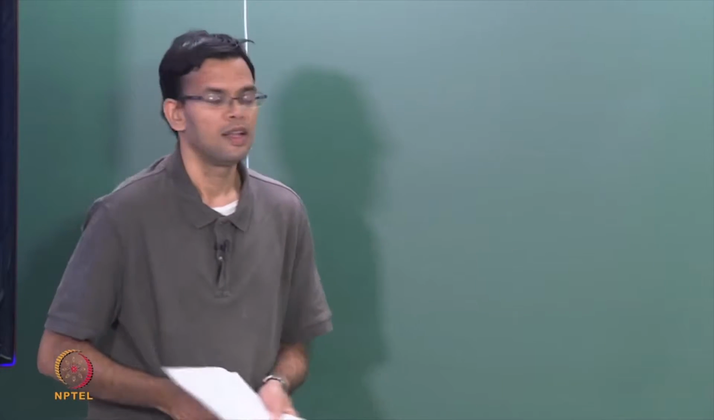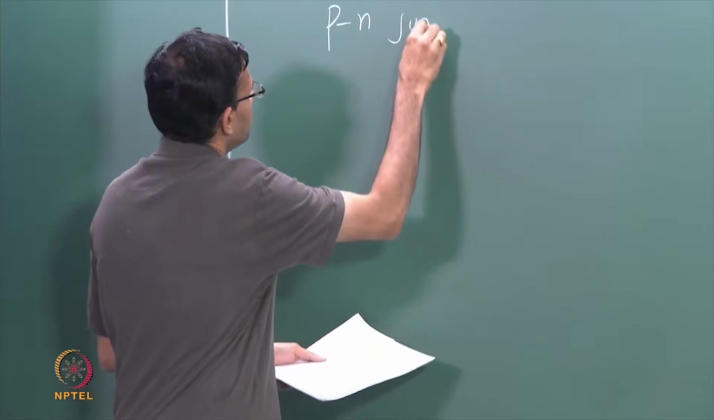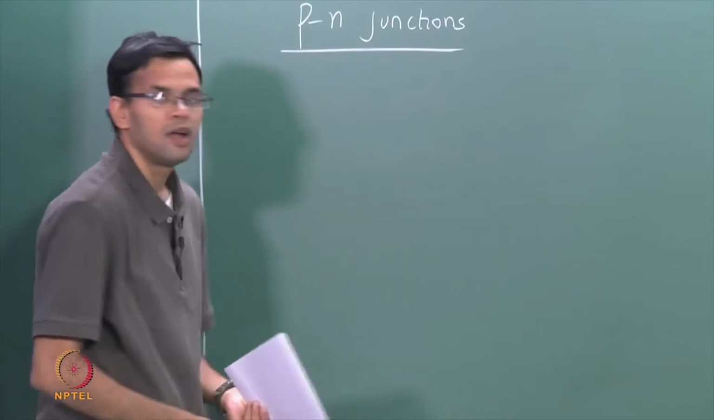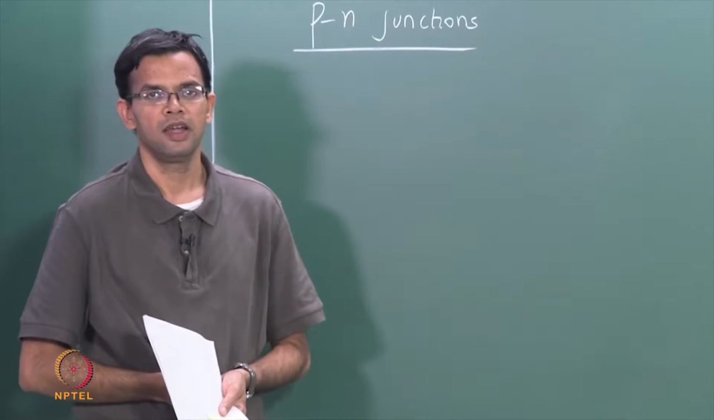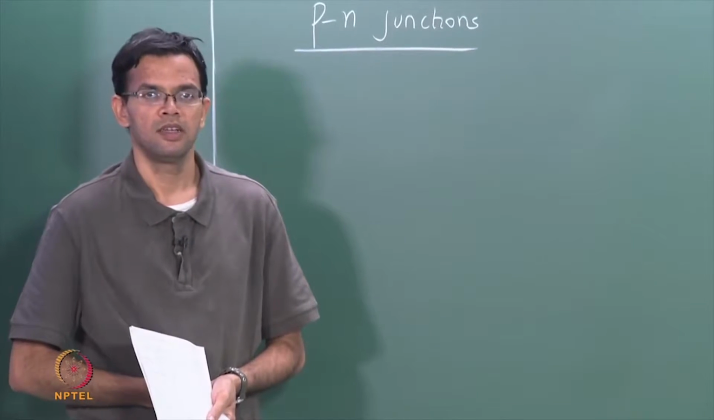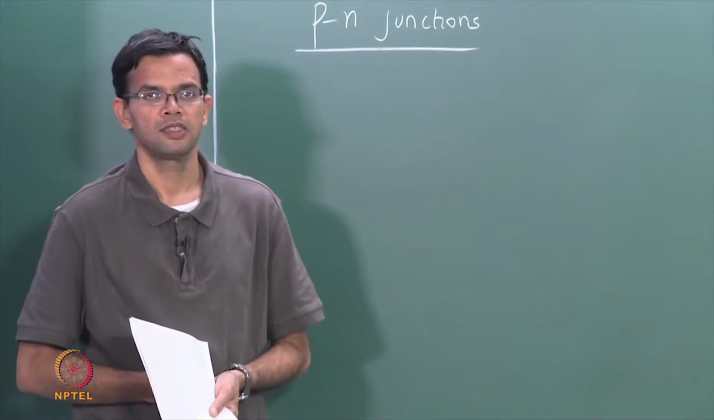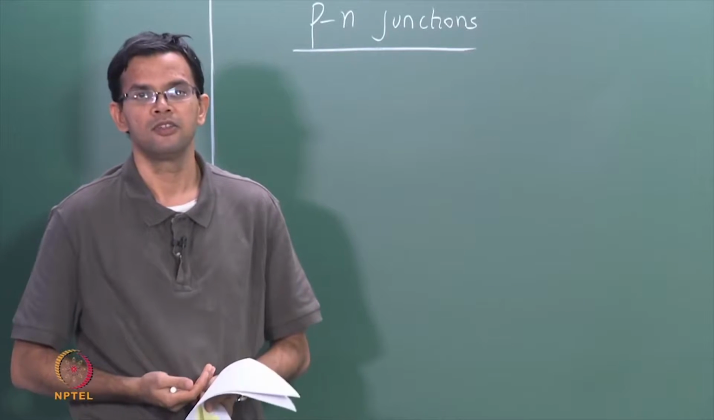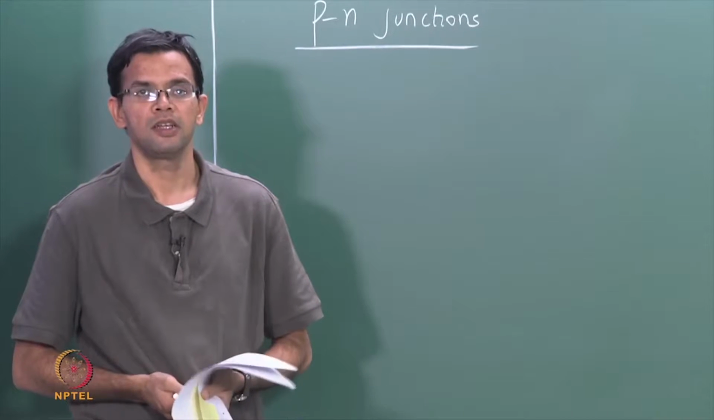Let us start with a brief review of last class. Last class we started looking at p-n junctions. A p-n junction is formed by combining a p-type semiconductor and an n-type semiconductor. So we said that these junctions are ideal, so that there are no defects, and both the p and the n-type are from the same material. So you could have a junction between p-type silicon and n-type silicon.